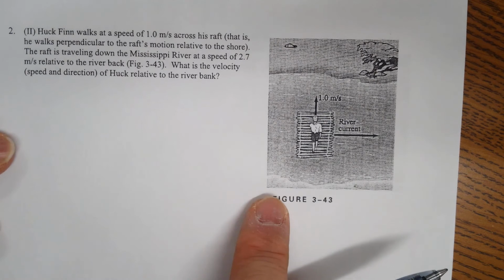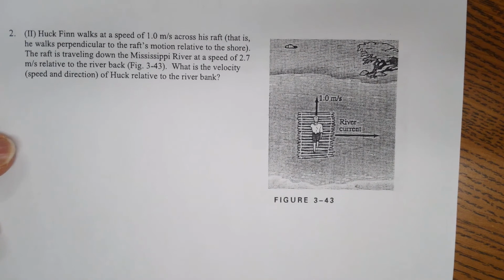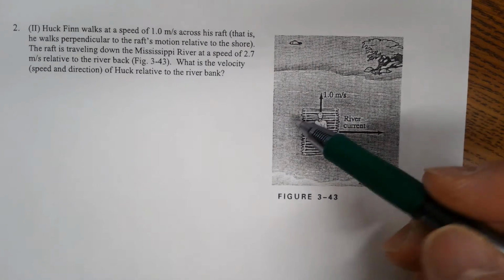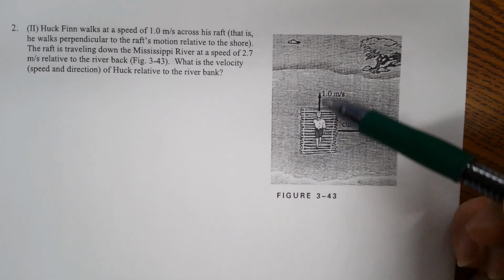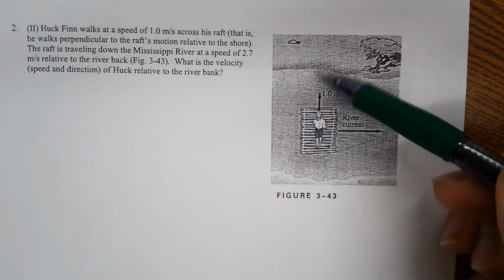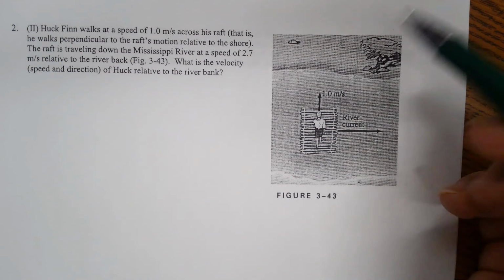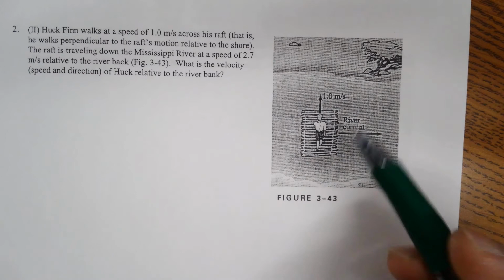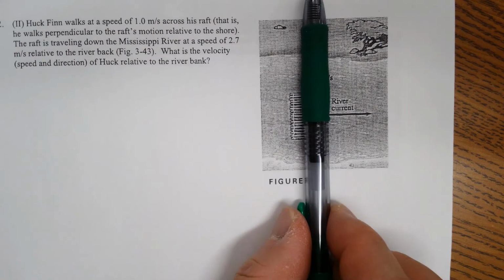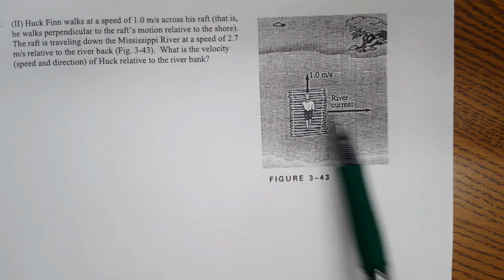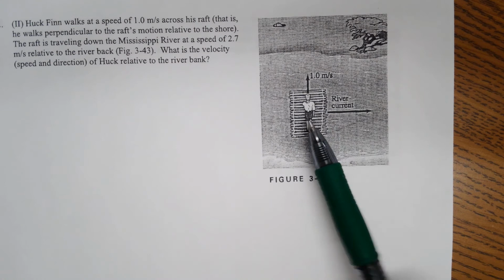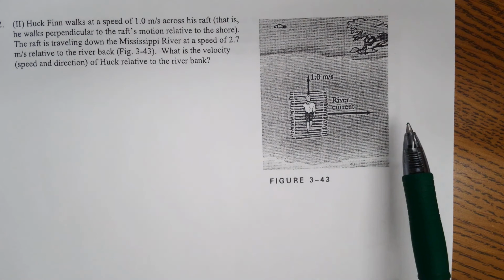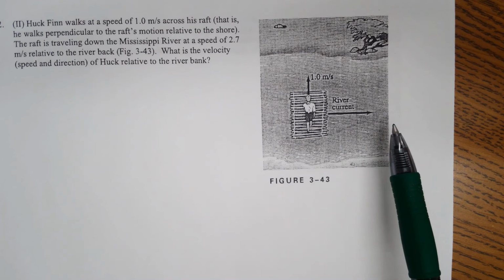Anyway, Huck Finn walks at speed of 1 meter per second across his raft this way in the positive y direction. That is, he walks perpendicular to the raft's motion relative to the shore. And the current is going this way to the positive x direction at 2.7 meters per second. Okay?